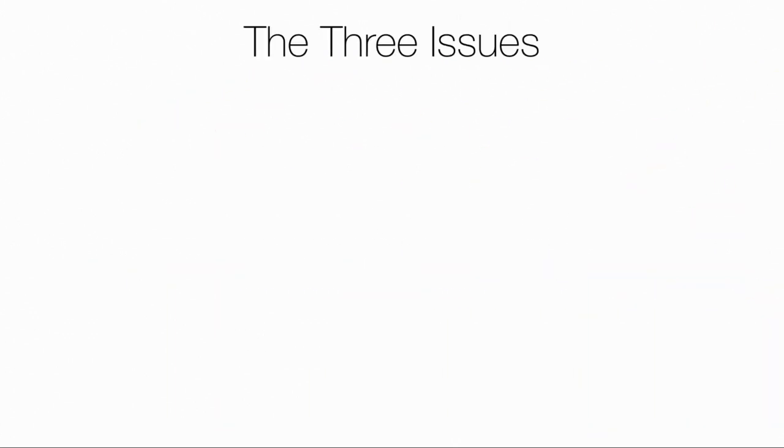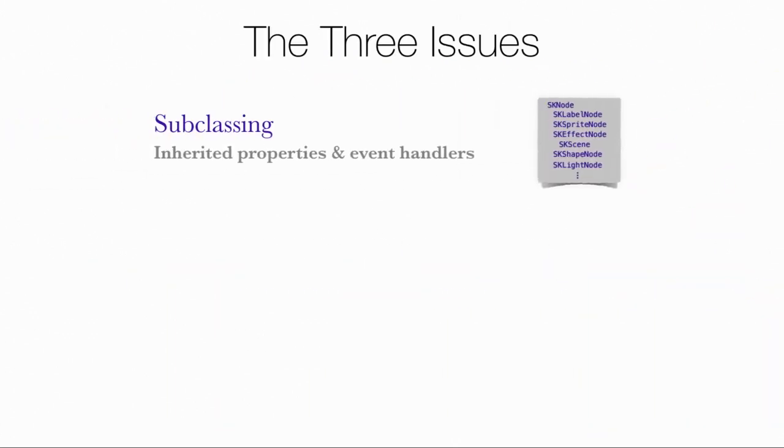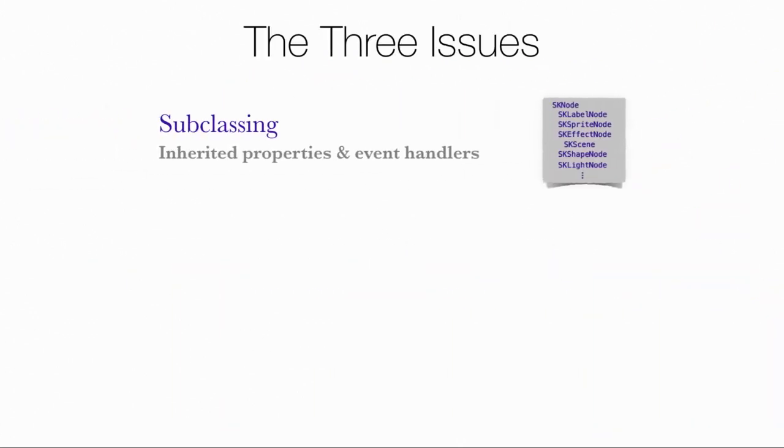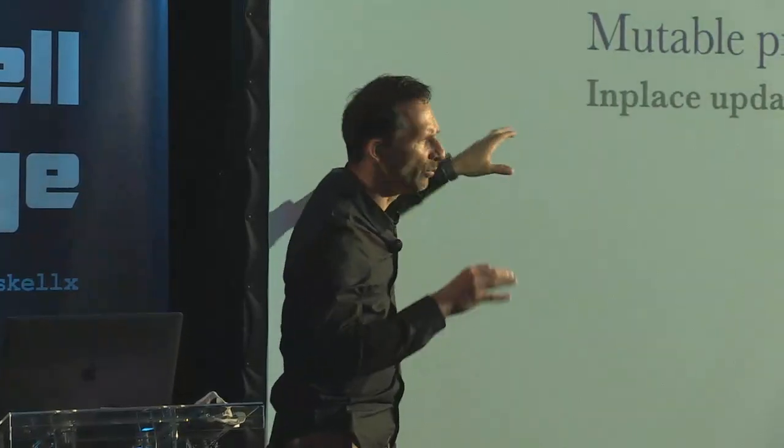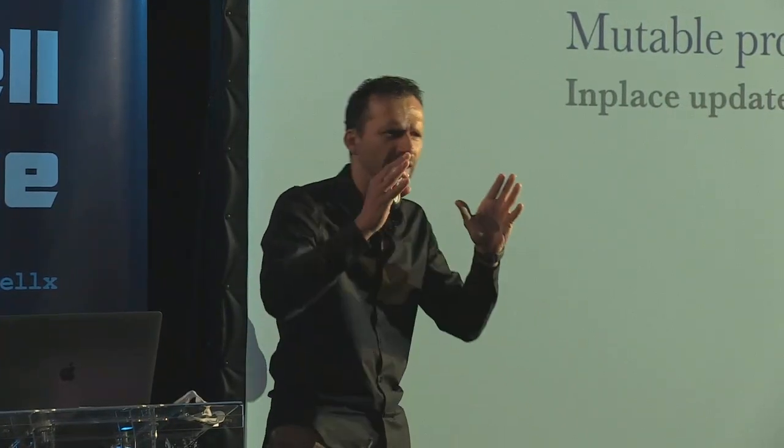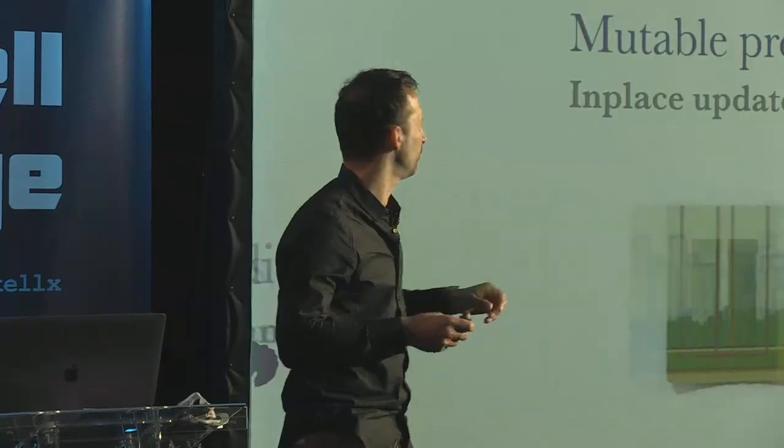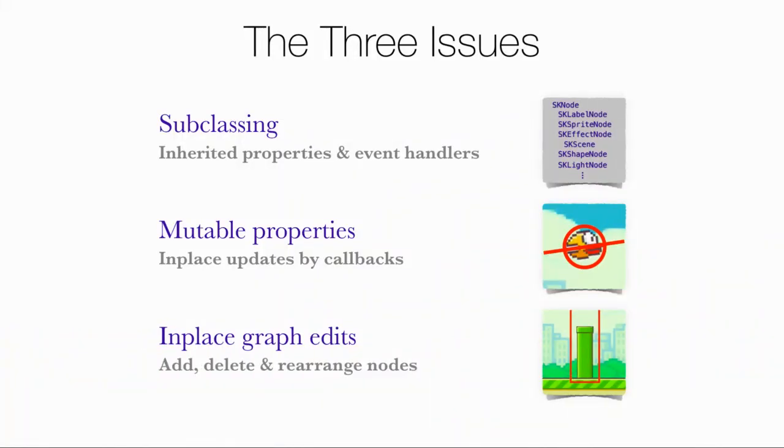So really, we have three major issues here. On one hand, we have this class hierarchy where we have to override things, subclass things. Then we mutate graphical properties to move things around. And then we have to edit the whole tree on the fly 60 times a second.